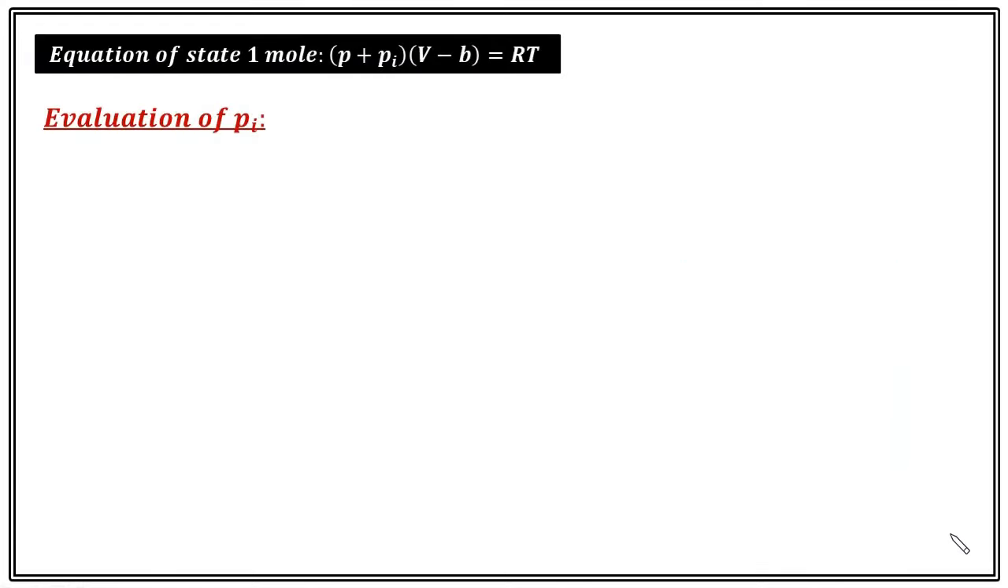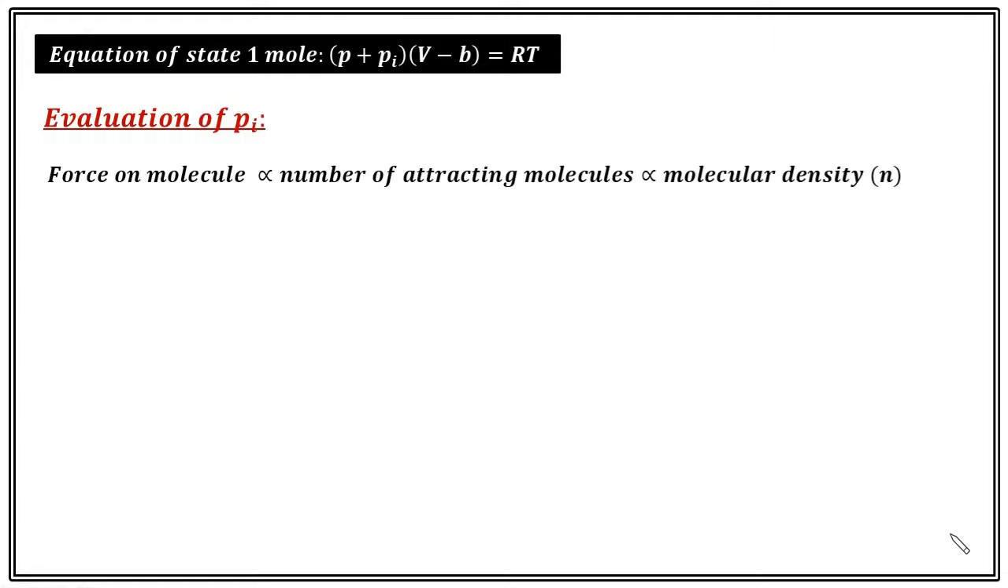Now we need to find the expression for pi. And how can we do that? First, we need to evaluate the force on a single molecule. The force on a single molecule is proportional to the number of attracting molecules, right? And that will be proportional to the molecular density. So we can write, force on a molecule equals K1 into n. Here K1 is a proportionality constant and n is the molecular density.